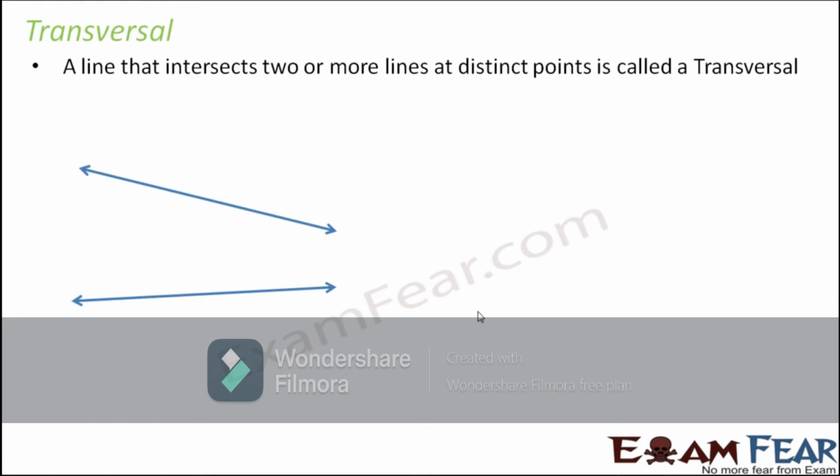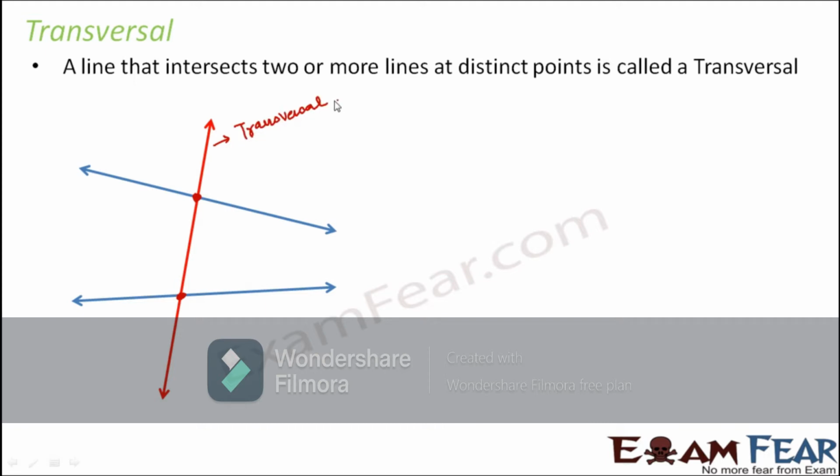It is like, let's say you have two different lines like this. Doesn't matter whether they are parallel or they are intersecting, doesn't matter. Let's say you have two lines, and there is another line which intersects the two lines at distinct points, at different points. So it is intersecting the first line at this point and it is intersecting the second line at this point. So this line is called a transversal.